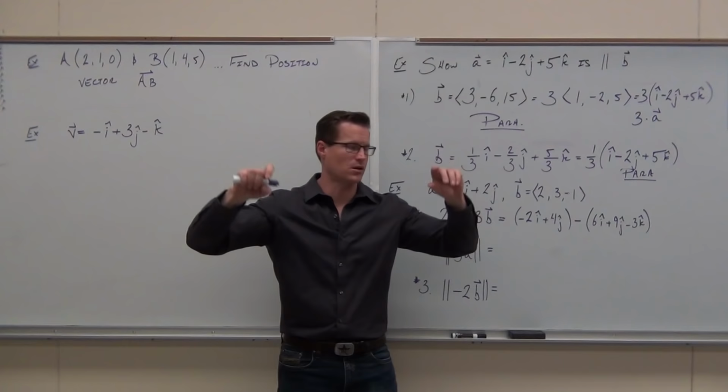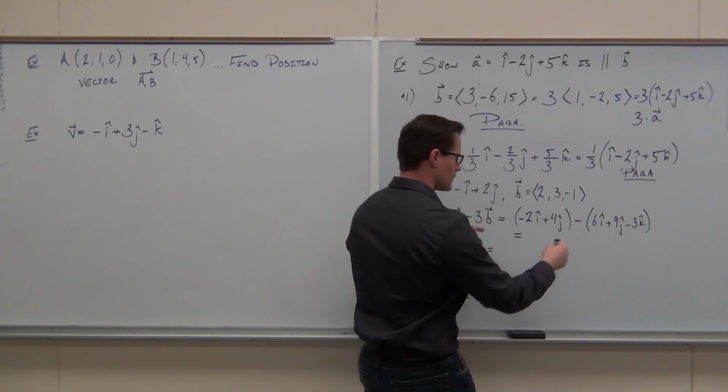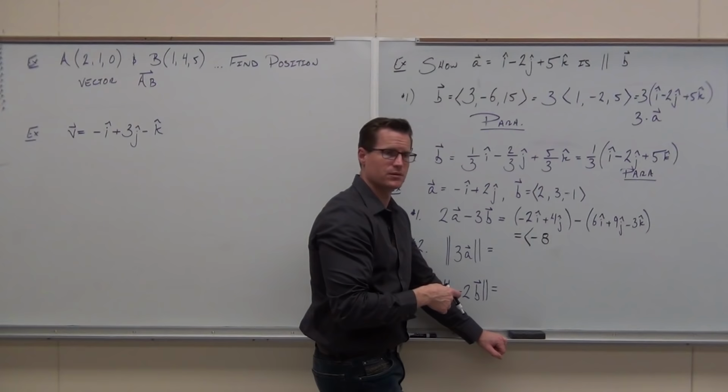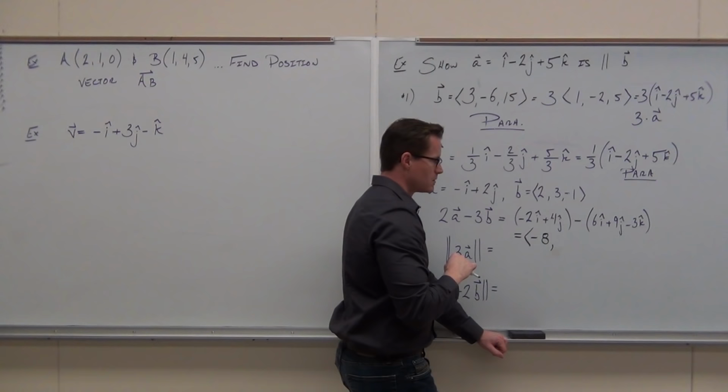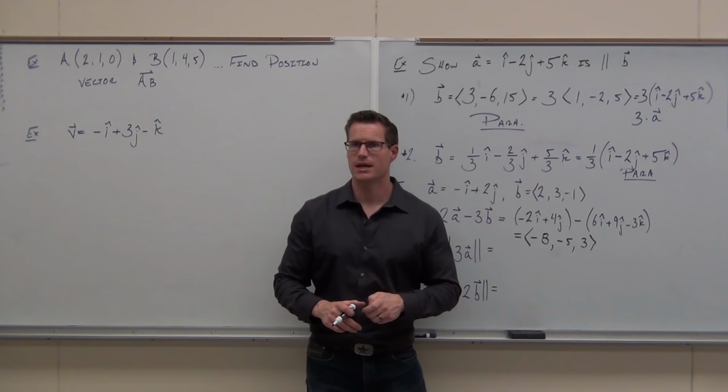Are we done? No, but we've at least broken it down. So let's go ahead and finish up the last. How much? Could you go back to that? If you want to. Or negative 8i, it doesn't matter. How about the j's? What about the k's? If you have negative 8i minus 5j plus 3k, that's exactly right also. Is this straightforward enough for y'all?